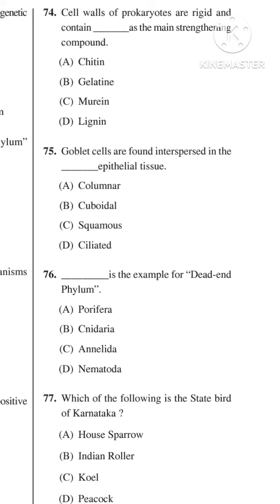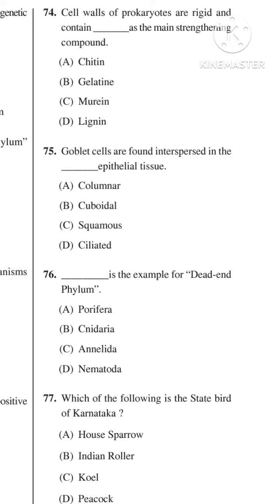Next, question number 75. Goblet cells are found interspersed in the dash epithelial cells. We know that goblet cells are very important epithelial cells. They are called glandular cells, an example of glandular epithelium, and they secrete mucus and are interspersed in the columnar epithelial tissue. So the right answer is option A. Next, question number 76. Dash is the example for dead end phylum. The right answer is option A, Porifera. Porifera is the best example for a dead end phylum.